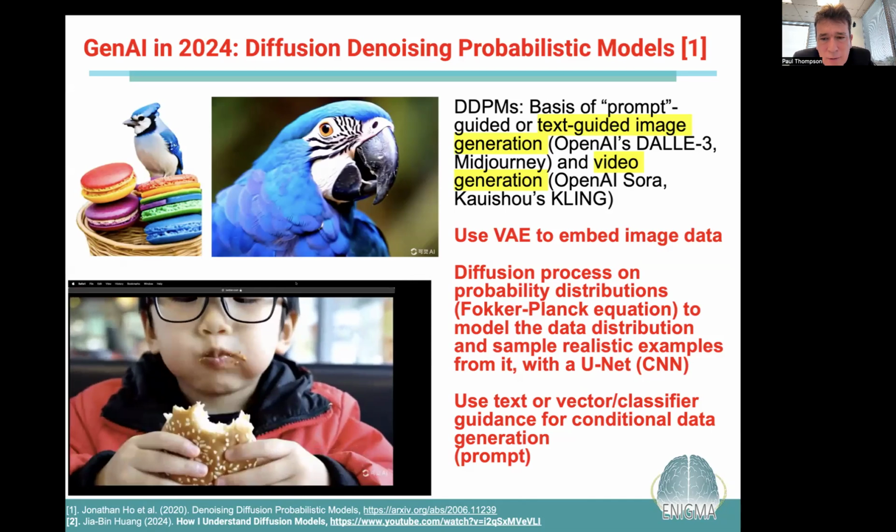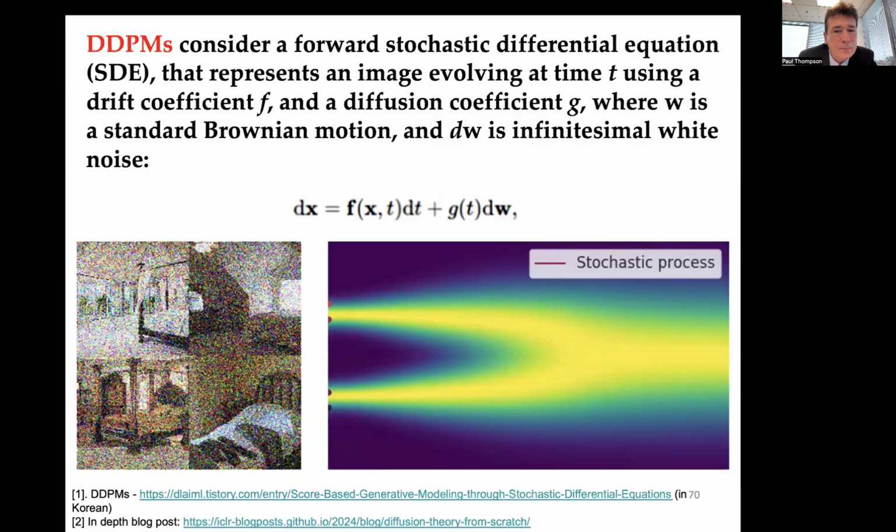And the idea is to use something like a VAE to embed the image data, the training data. But in order to model the data distribution that we'll sample from, we're going to use something called a diffusion process on probability distributions. Those of you familiar with statistical physics will recognize this as the Fokker-Planck equation. And you can also use text or vector guidance on this data generation. You say, I'd like the image to have certain characteristics, and I'll tell you exactly how that is done.